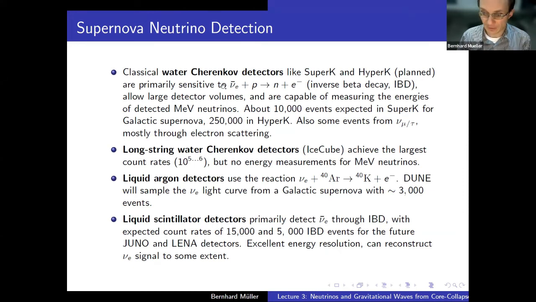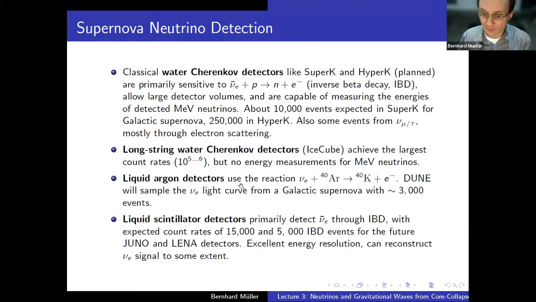Complementary to that, very important detector types are liquid argon detectors like DUNE. So liquid argon detectors are capable of detecting electron neutrinos, and DUNE would give you about 3,500 events for a galactic supernova, allowing you to sample the electron neutrino light curve relatively decently.